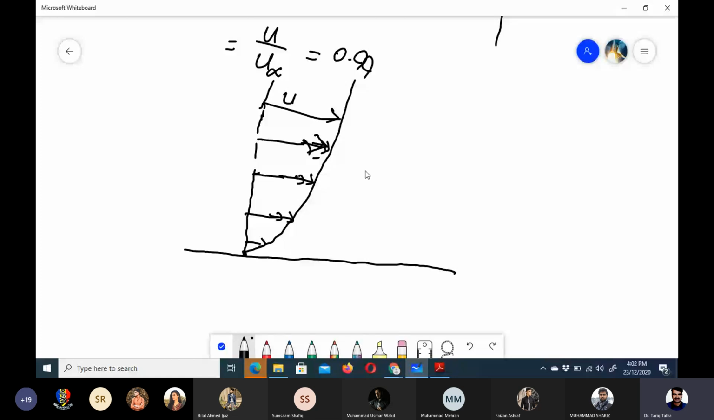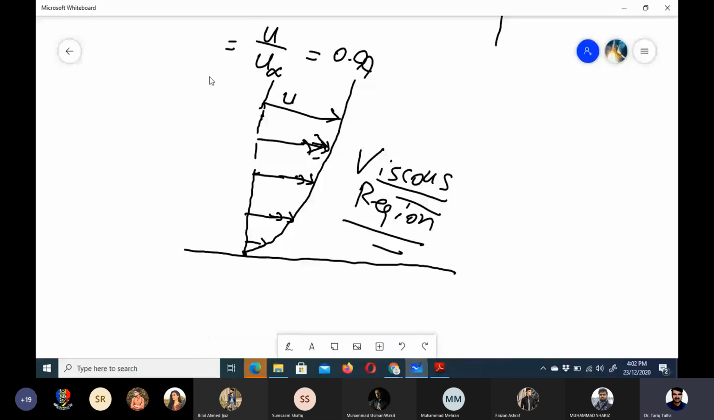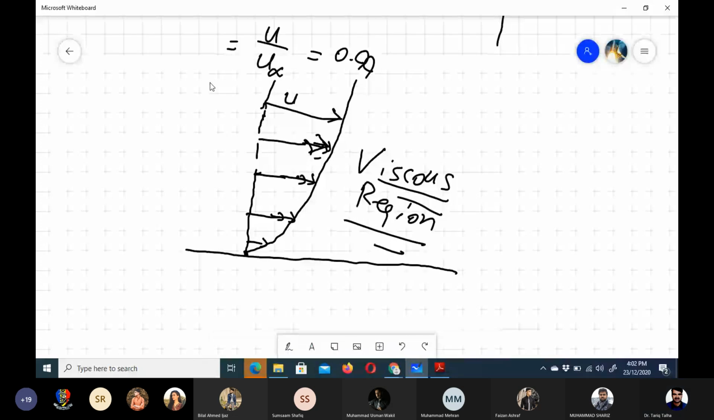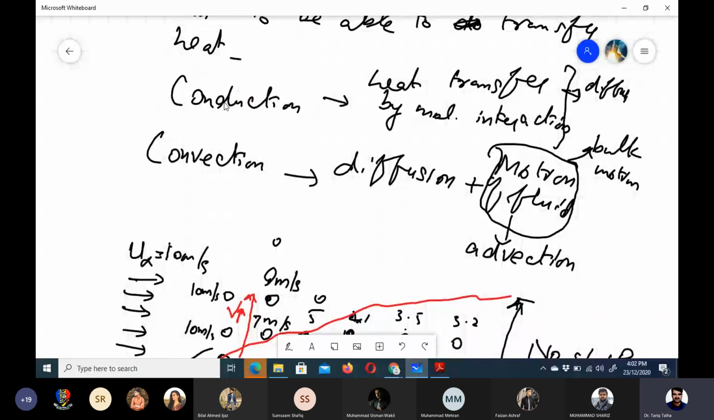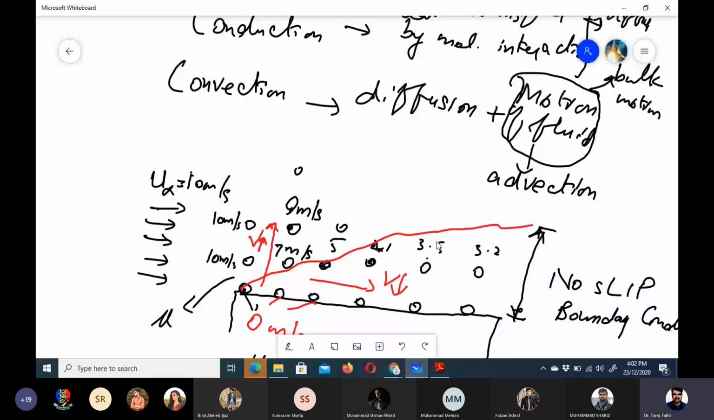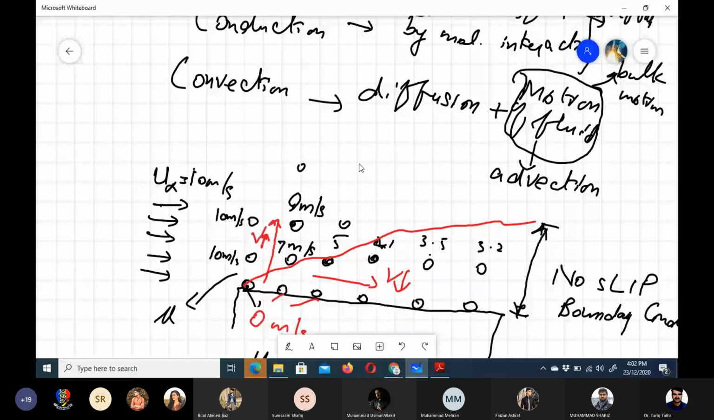So the region in which u upon u infinity is less than 0.99, that region is called the viscous region. Viscous region means that in that region we would have the viscosity dominance over the motion of fluid. And then after the boundary layer, the area above this red line, that is called the outer region.